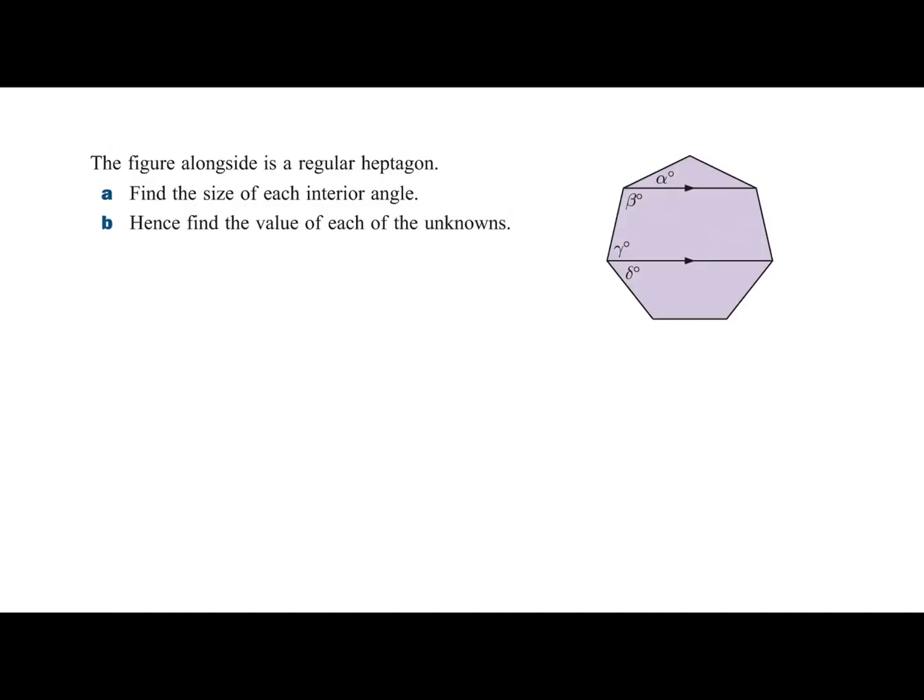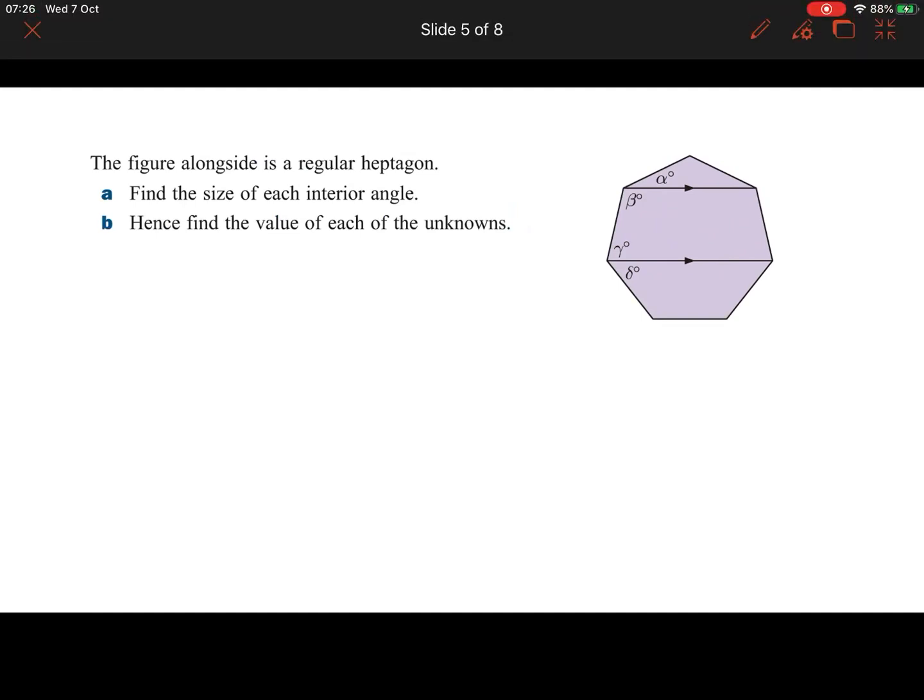Okay, here's a slightly trickier problem. I don't think it's beyond the realms of your ability to do it though. So stop the video and have a go. Okay, first things first, it says find the size of, it's a regular heptagon, find the size of each interior angle, and then find the value of each unknown, okay?